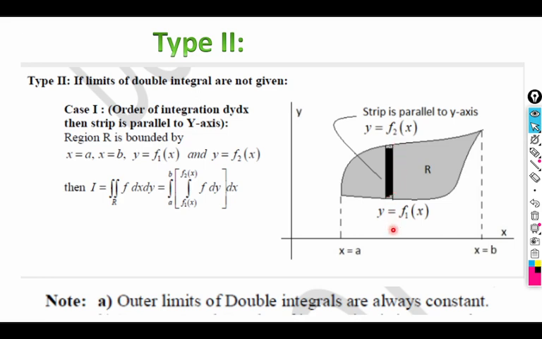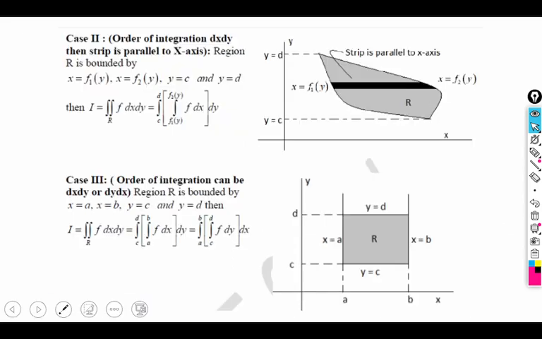Now, the remaining two possibilities you will come across here. Whenever we take a horizontal strip, the order is always dx dy. You have to see that the left end of the strip touches x equal to f1(y) and the right end touches x equal to f2(y). So that becomes the limit of x, f1(y) to f2(y), and just see the minimum and maximum value of y for the outer limits. So y will vary from c to d there.